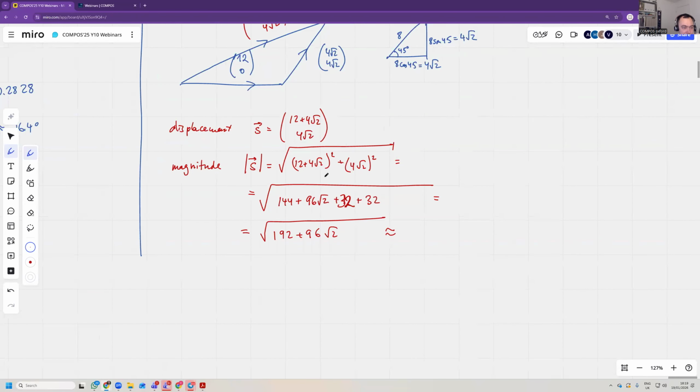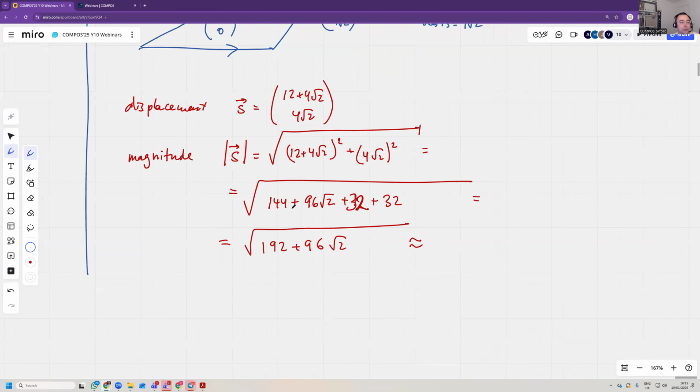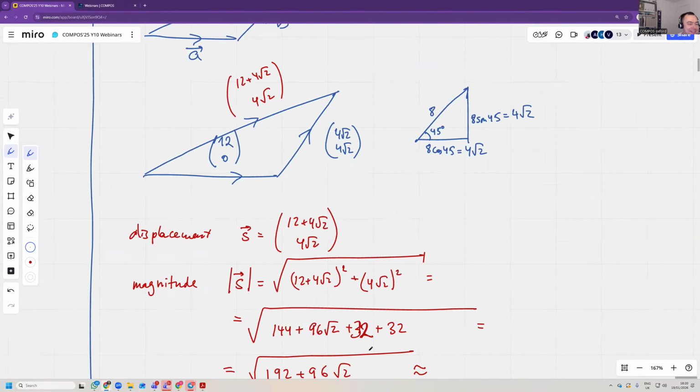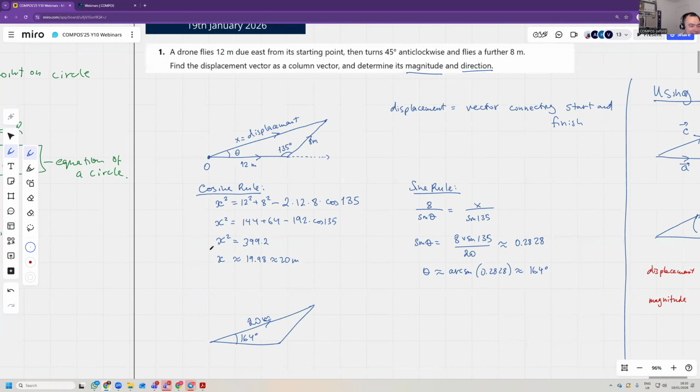12 plus 4 root 2. So 144 plus, okay, 12 times 4 times 2, 96 root 2. Plus 32 plus 32, 64. 144 plus 64, 208 plus 96 root 2. Sorry, I've made a mistake somewhere. I might have made a mistake here.